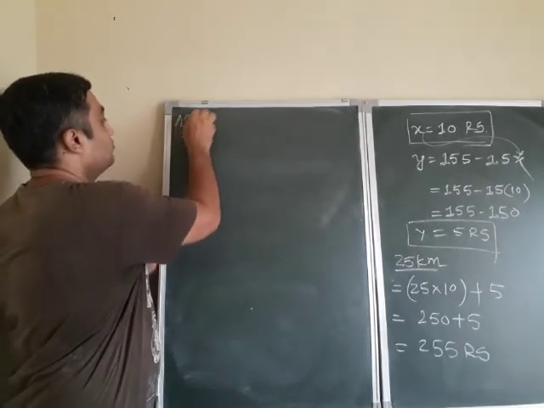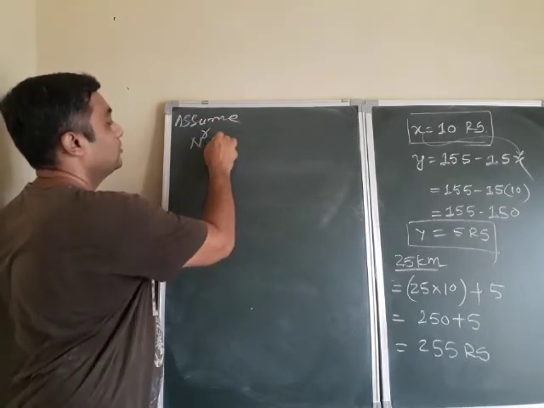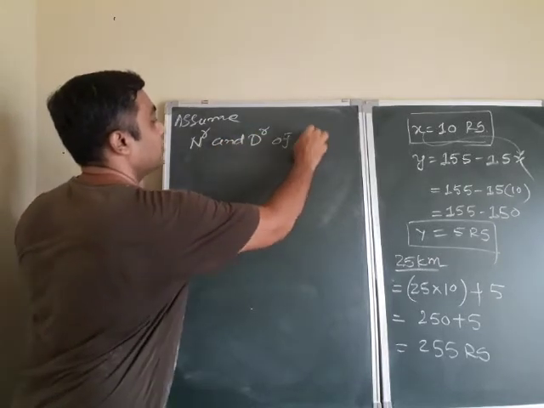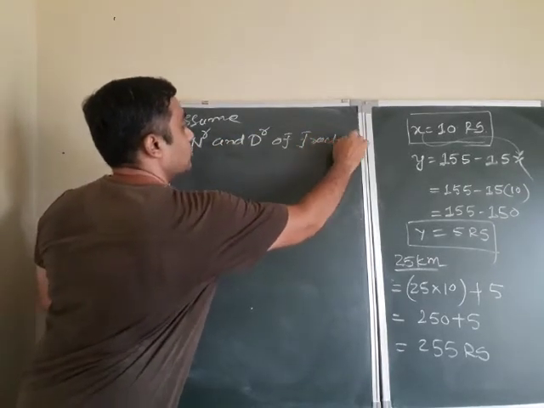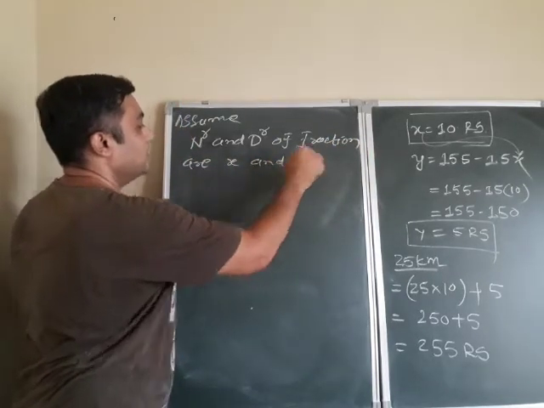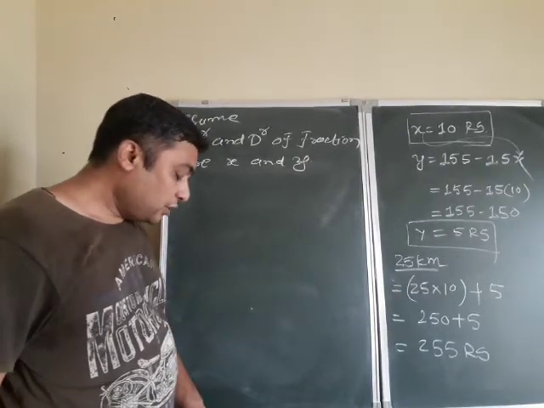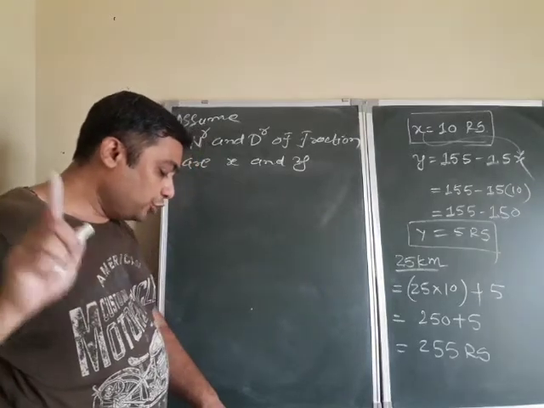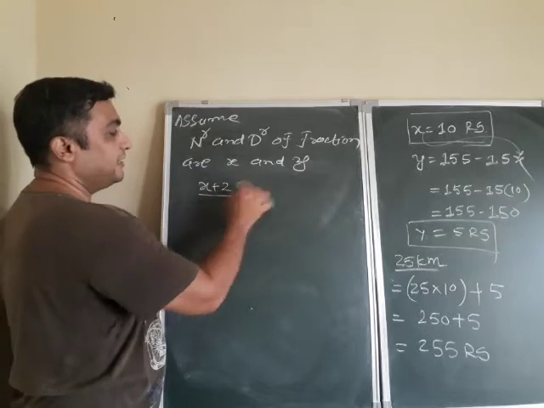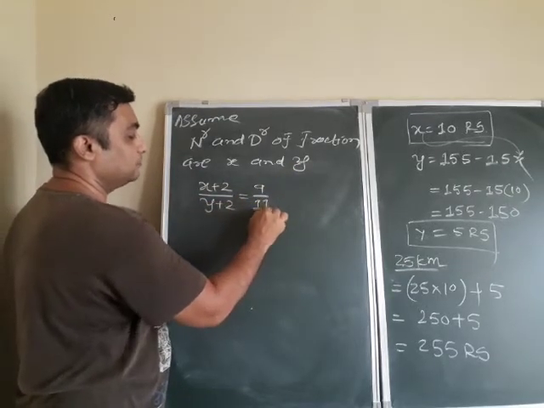So let me assume first the numerator and denominator. Assume the numerator and denominator of the fraction are x and y. Now according to the first statement, if 2 is added to both numerator and denominator, let me add 2 to the numerator and 2 to the denominator. The fraction becomes 9 by 11.